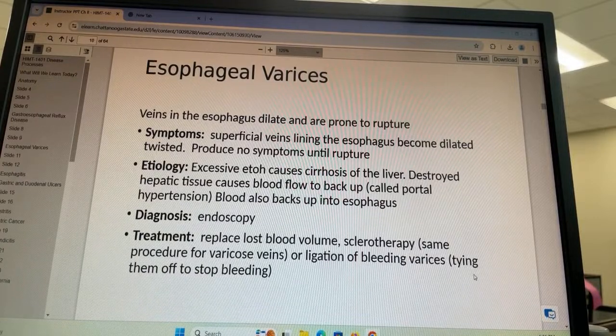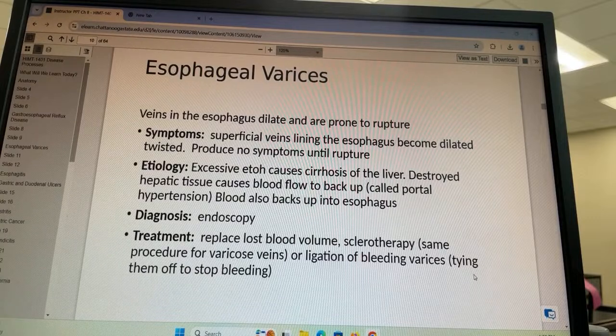So unfortunately with this disease, there are generally not very many symptoms. You don't really know you have it until one ruptures, and then suddenly you have all this blood bleeding out, and then you're like, oh, okay, now I know that I have an esophageal varice.